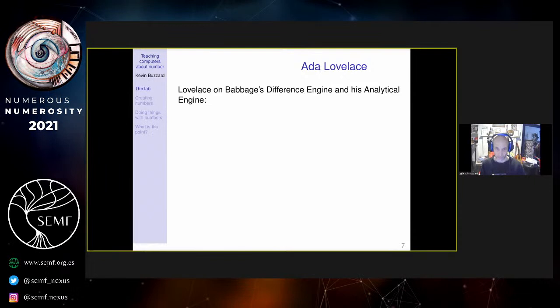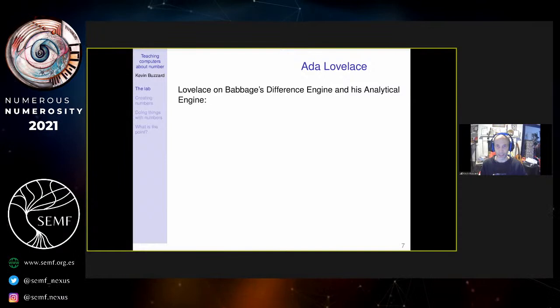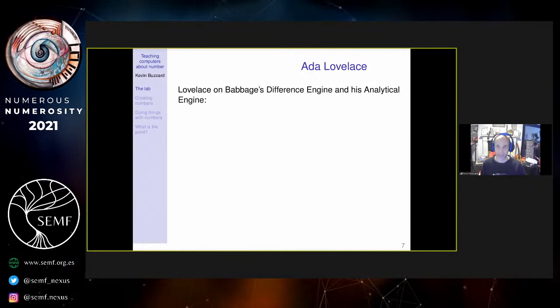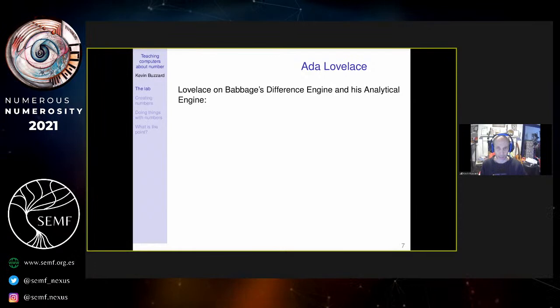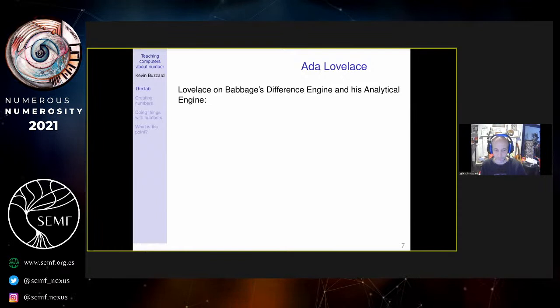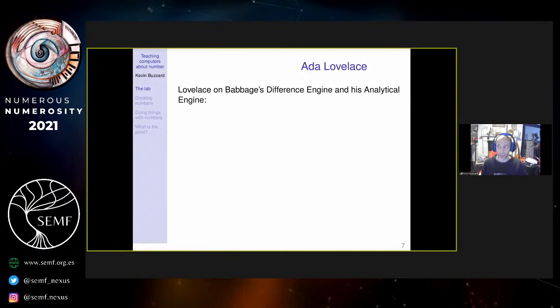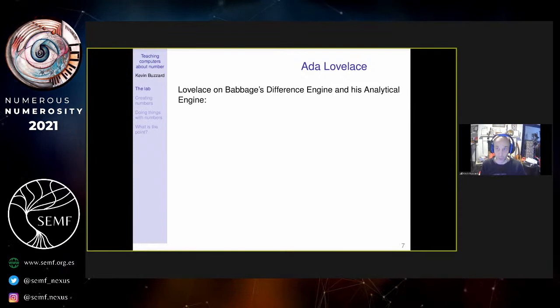Lovelace was the daughter of Byron the poet, and she fell in with this chap Babbage, this sort of crazy British inventor, I imagine him as. And he'd made this machine, the difference engine. The difference engine was created by Babbage, and it was a machine that solved differential equations numerically. Babbage had made this difference engine and wanted to make a new machine, this analytical engine.